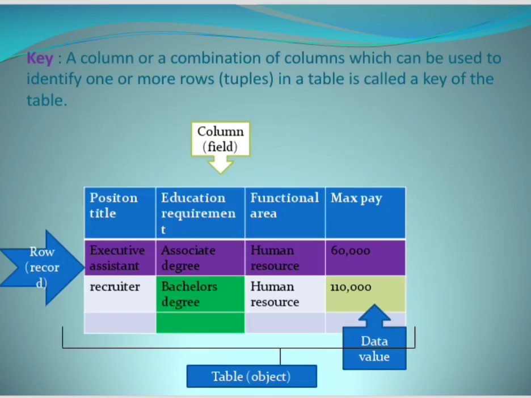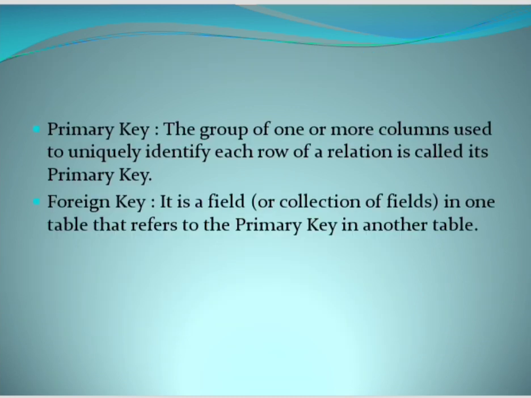So next we have a key. A column or a combination of columns which can be used to identify one or more rows or tuples in a table is called a key of the table. So this is a table and these are columns, rows and data value that we learned. Next we have primary key and foreign key. There are two types of key, primary key and foreign key.